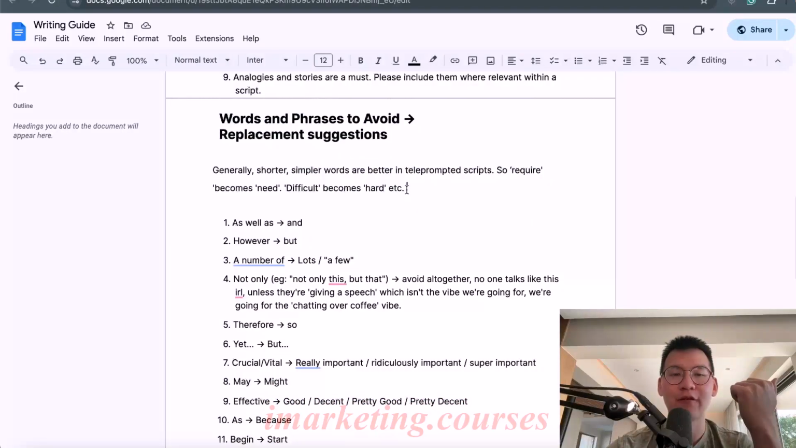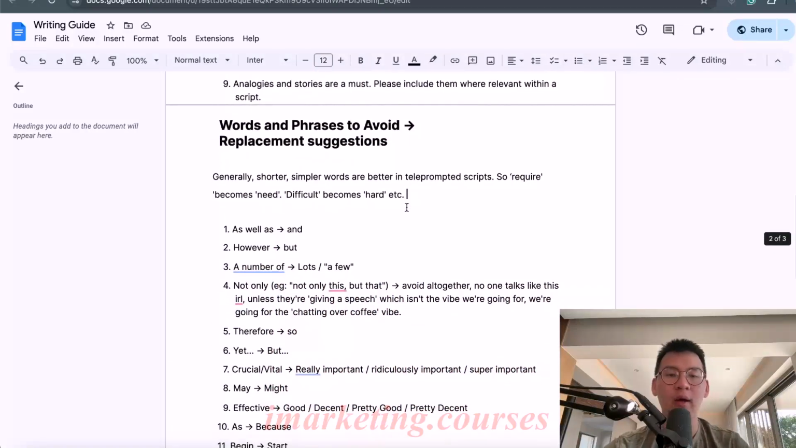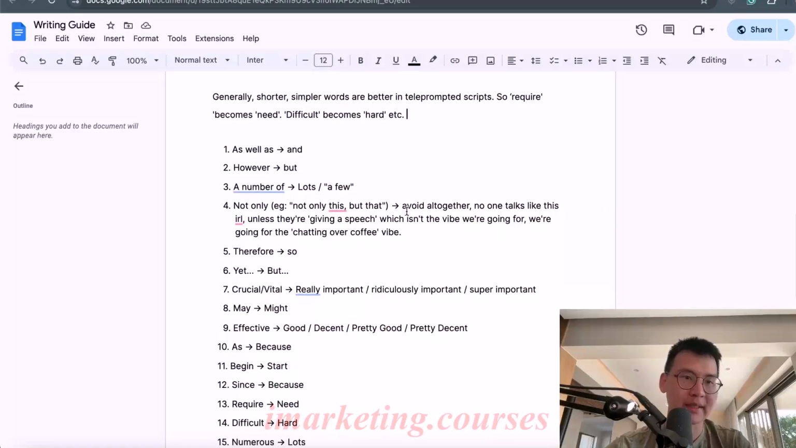Before I start writing any script, I will always go through this writing guide. That way it reminds me, okay, what can I use? What can I not use? And whenever I'm editing a script, I'll always go through this guide too. What words can I use? What words can I not use? How can I replace certain words?